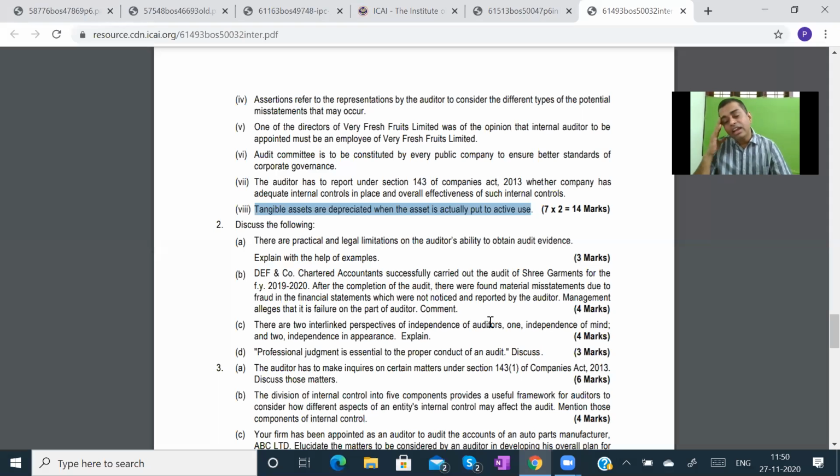What type of answers are you giving? Fixed assets are to be depreciated if they are ready for the intended use. Even if they are not put to use, depreciation is mandatory. For charging depreciation, active use is not required. If the asset is ready to use, it is enough. Put to use is not required. What you are studying, accounting standards and all, you need to read properly, okay?